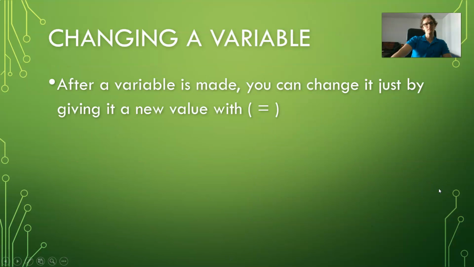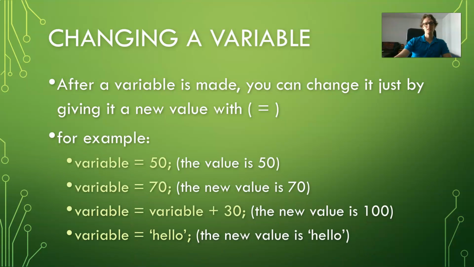Changing a variable. After a variable is made, you can change it just by giving it a new value with equals. For example, variable equals 50. Okay, and remember, after you made it, you don't need var. So now variable equals 50, the value is 50. Variable equals 70, the new value is 70.